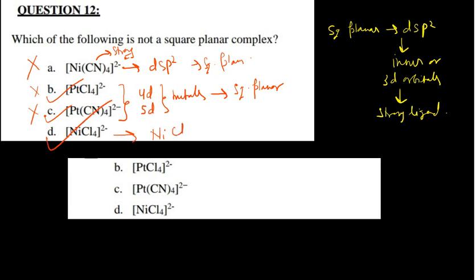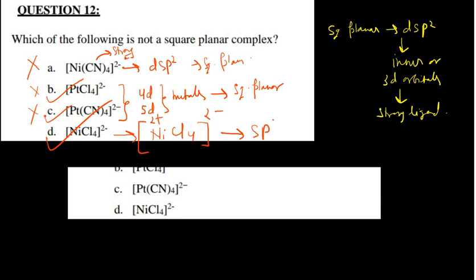I have already explained in my earlier slides. Nickel 2 positive ion, chloride is a bigger ligand. You can use any trick, like the bigger size of chlorine according to VSEPR theory, or you can say it's a weak ligand, so there is no pairing of the electrons in the d orbitals, so d orbitals are not available, so obviously it will choose sp3 hybridization, and for sp3 hybridization it would be tetrahedral. So option D is the correct answer in that case.